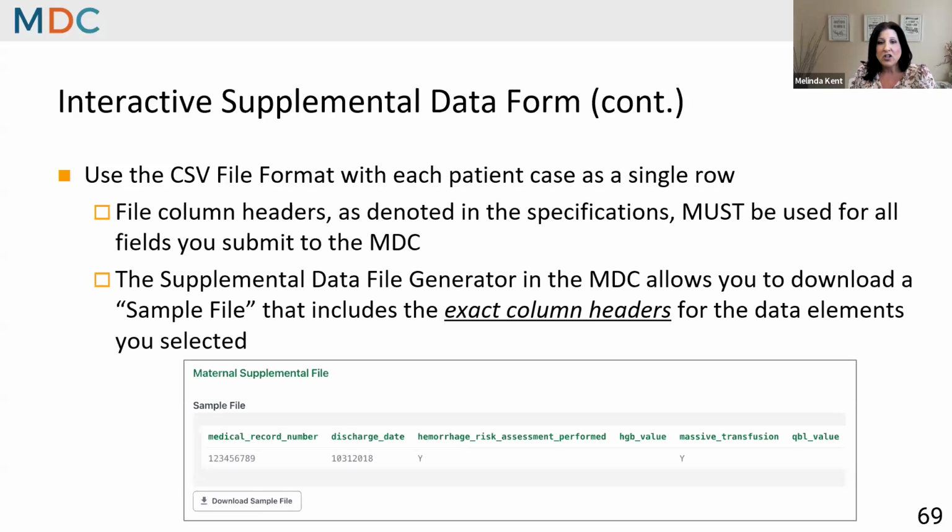And the supplemental data file generator in the MDC allows you to download a sample file, we talked about that a minute ago, that includes the exact column headers for the data elements you selected. So you can see here, we have in the green line, it says medical_record_number. So those are the titles that we're talking about for each column.